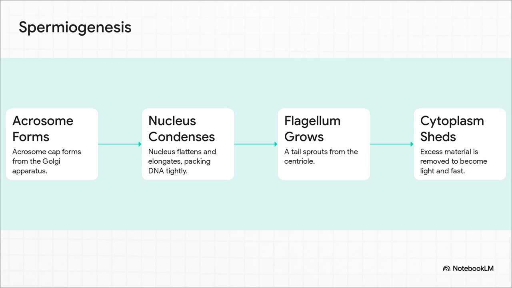A normal, round cell completely remodels itself. The acrosome forms, the nucleus squishes down to become super compact and aerodynamic, a tail sprouts out, and then to top it all off, it jettisons all the extra weight, all the excess cytoplasm, to become as light and as fast as it possibly can.